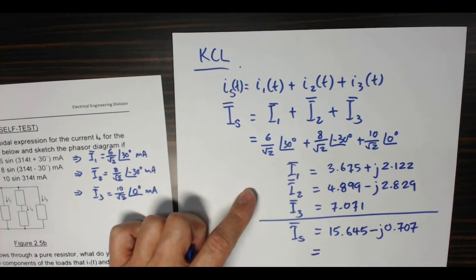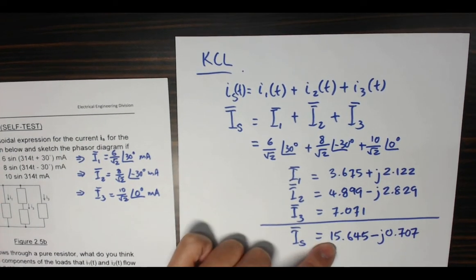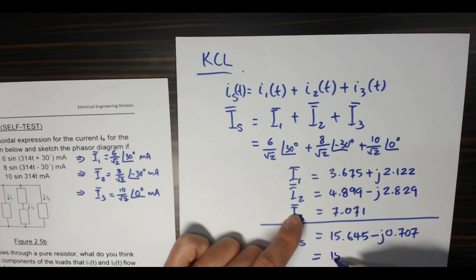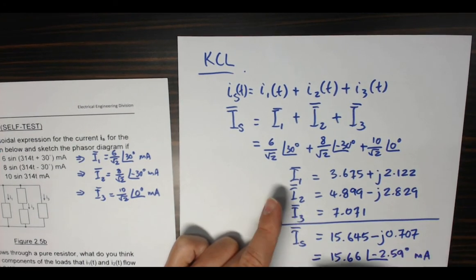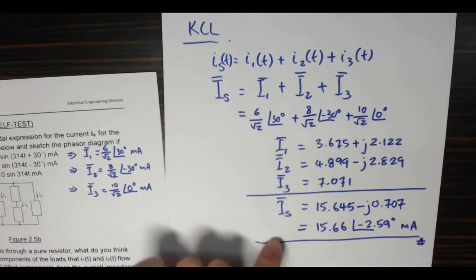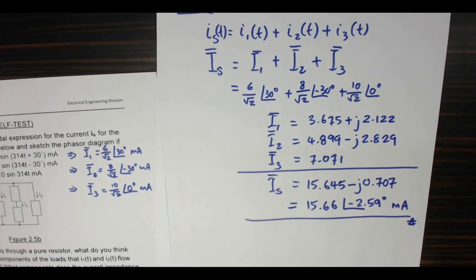Convert that to polar format. 15.645 comma minus 0.707. That's 15.66 at an angle of minus 2.59 degrees. Okay, so that's in the phasor form.